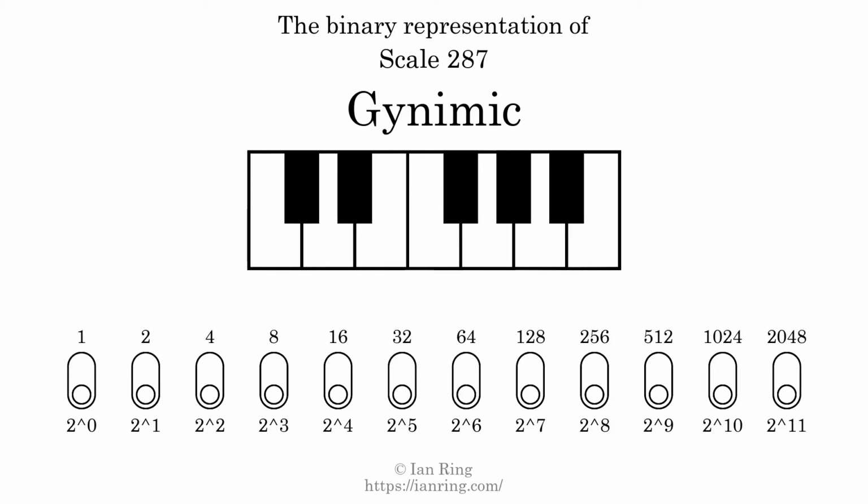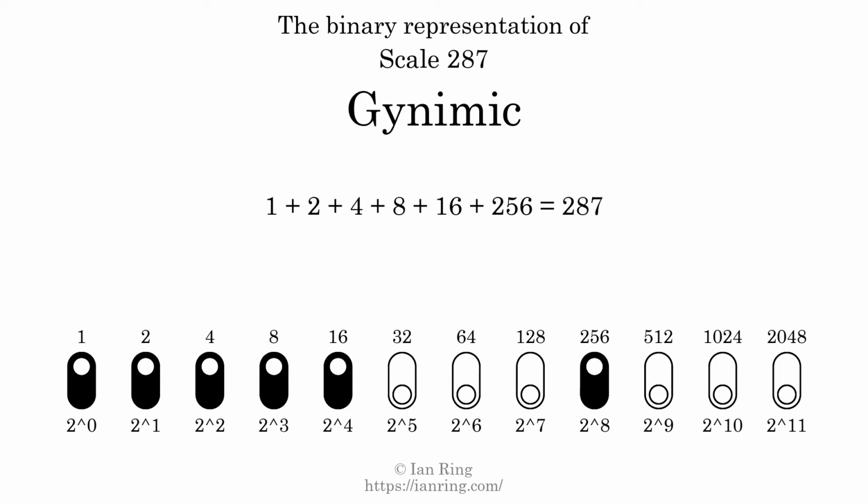The binary representation of this scale is determined by mapping tones of the scale to binary digits. Each binary digit represents a power of 2. To get the scale number, we add the powers of 2 together. The powers of 2 that are present in the scale, all added together, equals 287. That is why the scale number, in decimal, is 287.